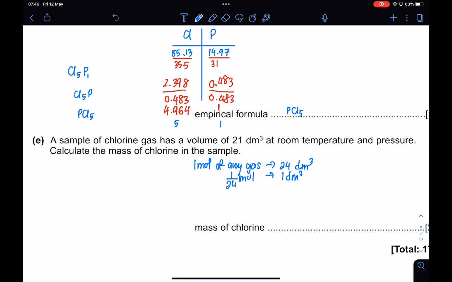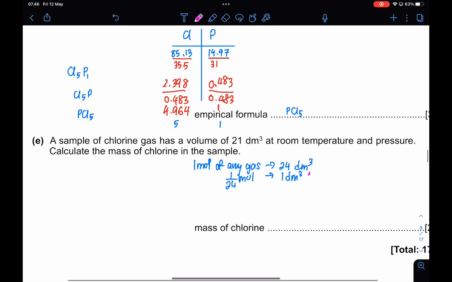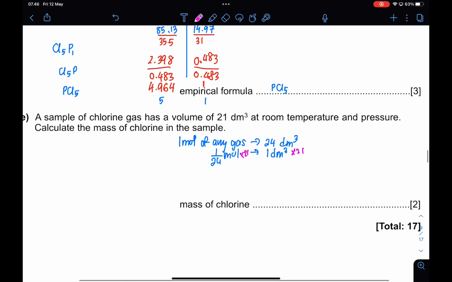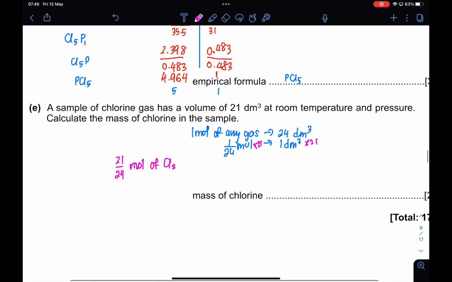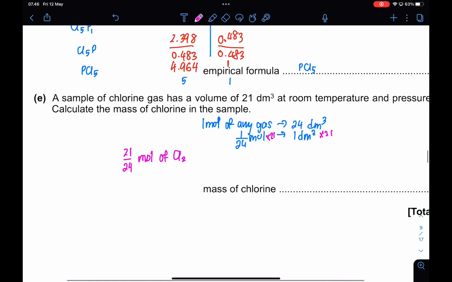1 dm cube is 1 mole divided by 24. So every 1 dm cube is 1 over 24 moles. I want for 21 dm cube, which means I'm going to times this by 21. So this one also must times by 21. So how many moles? That's going to be 21 over 24 moles of Cl2. So that is the number of moles.